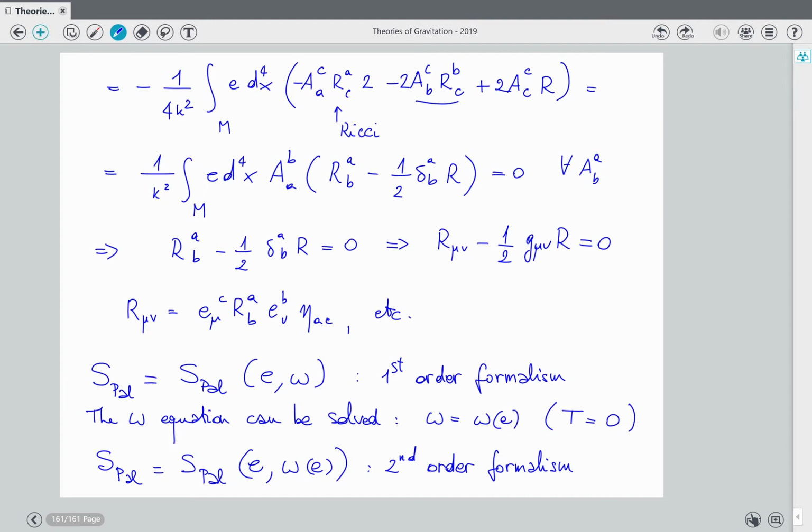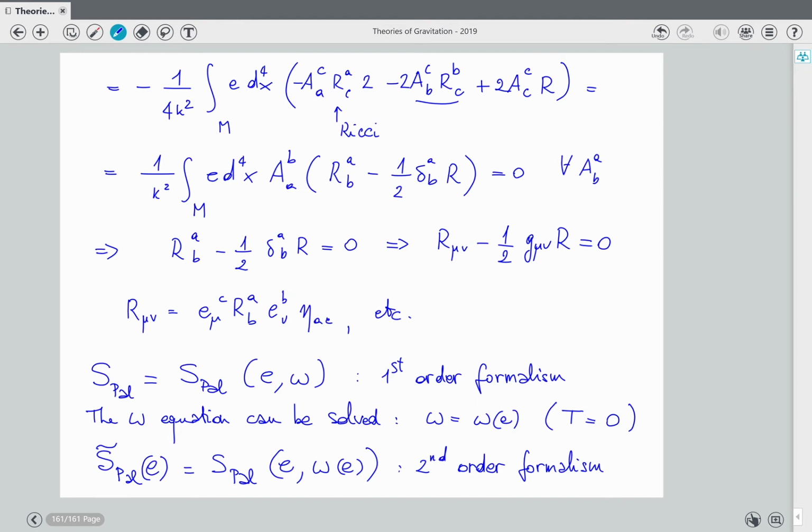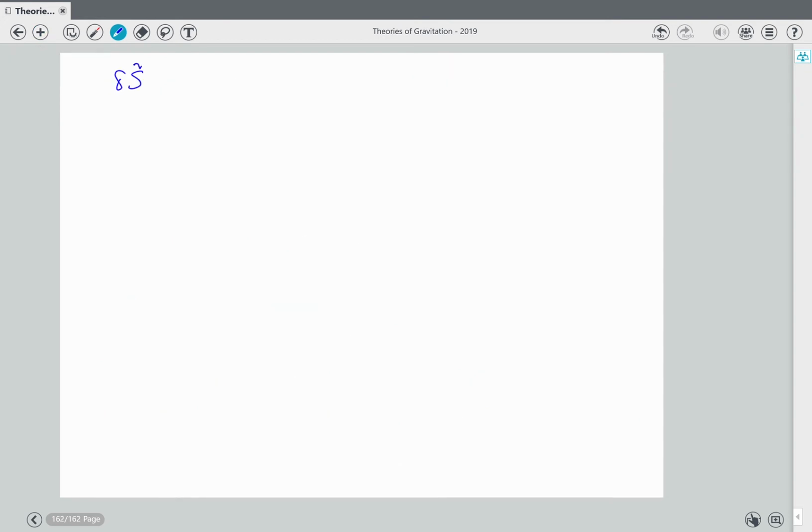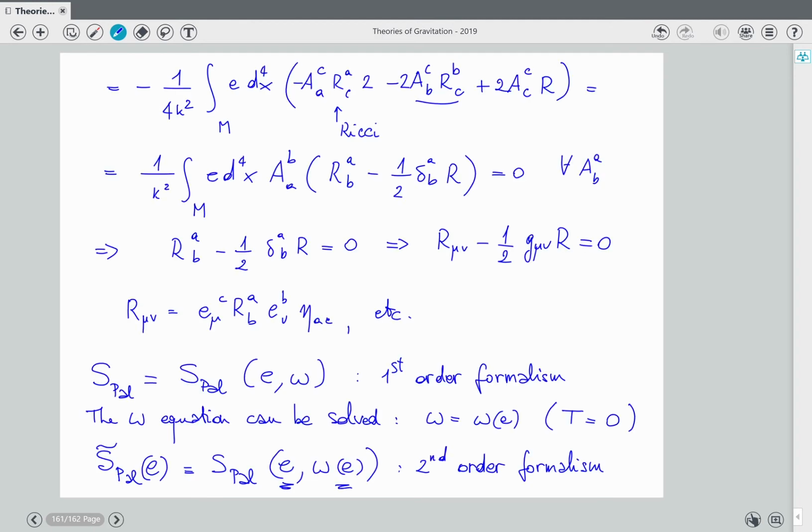Why? So this is a different action. Let's call it S tilde, because it's just a functional of E. That's its definition. So what is the variation of this S tilde of E with respect to E? Here we do not need to make new calculations because we just apply the definition, and we first vary here and second vary there.